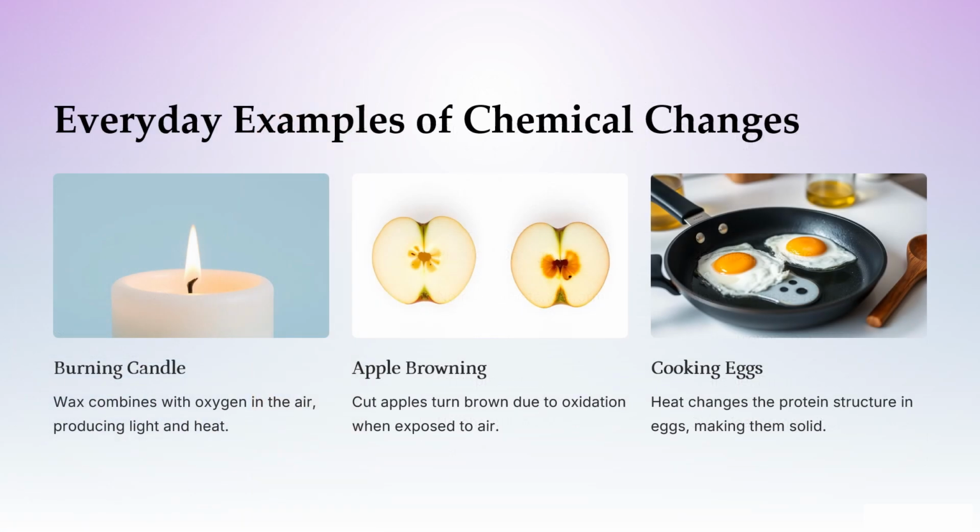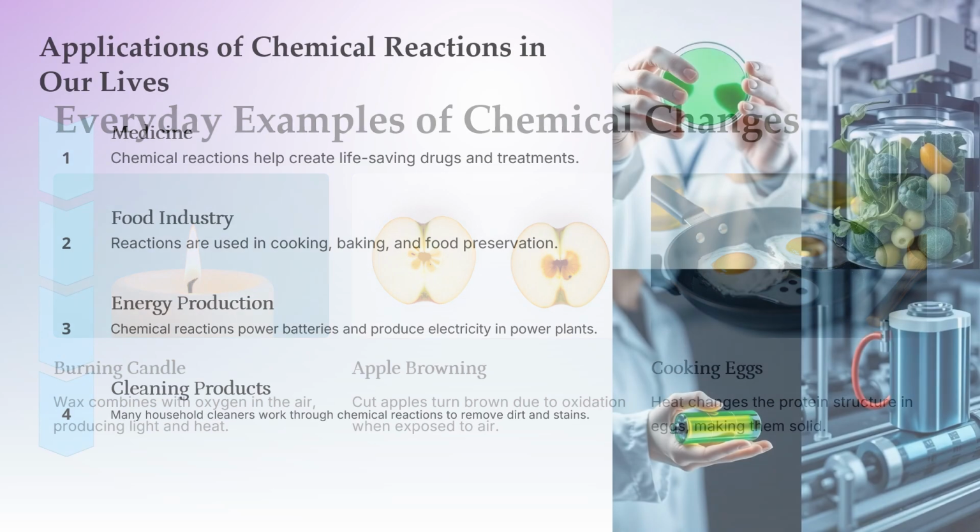Now we'll see some day-to-day examples of chemical changes. Burning of candle happens when wax combines with oxygen in the air, producing light and heat. Apple browning. Cut apples turn brown due to oxidation when exposed to the air. Cooking eggs. Heat changes the protein structure in eggs, making them solid.